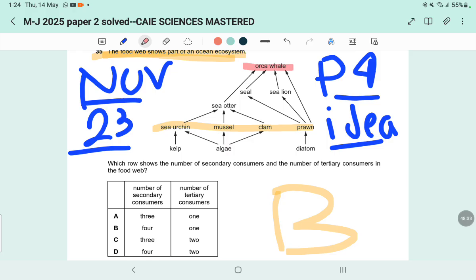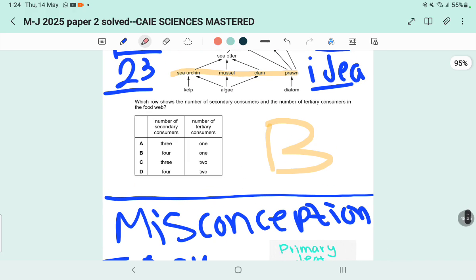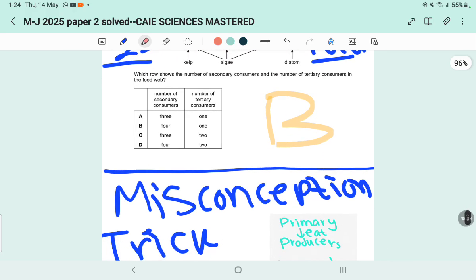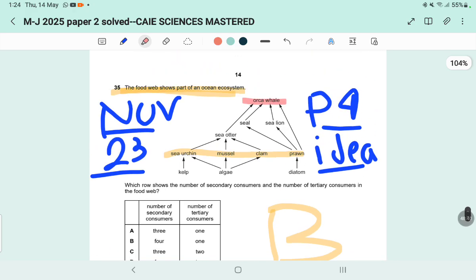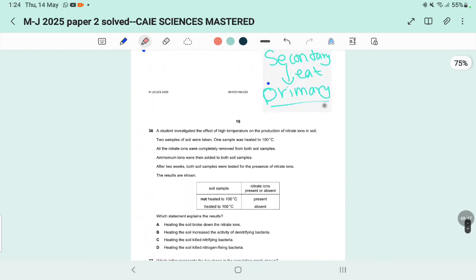So a tertiary consumer is an organism which eats what? Which eats a secondary consumer. Can you tell me here? Nothing ate the secondary consumers except the orca whale. So now move to the next question.